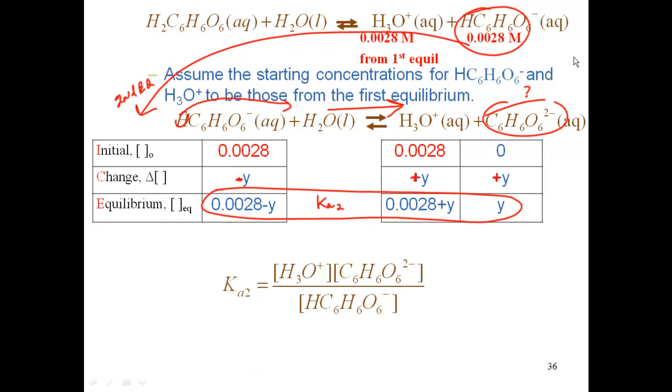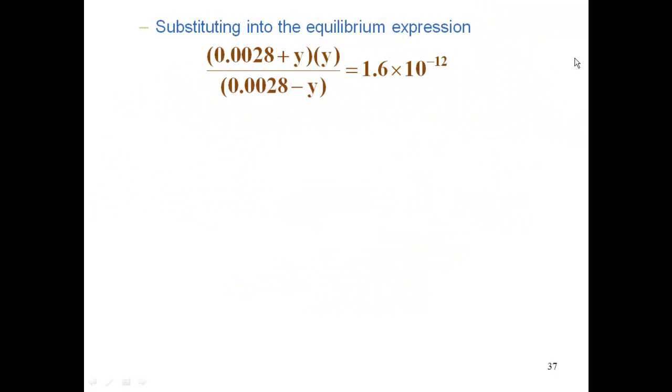Write out my Ka2, which is the concentration of my hydronium times my adsorbate ion divided by my hydrogen adsorbate ion. Plug in my values. 0.0028 plus Y for hydronium, Y for my adsorbate ion, and 0.0028 minus Y for my hydrogen adsorbate ion, which gets me 0.0028 plus Y times Y divided by 0.0028 minus Y equal to 1.6 times 10 to the negative 12. I want to get rid of the Y's if I can.